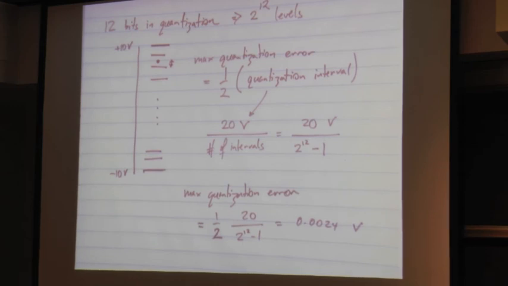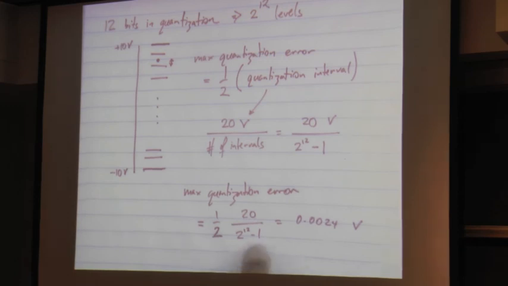Now, if you had left off that 1, you would probably get very close to the same answer. So it wouldn't have been a catastrophic mistake because we have so many levels. That 2 to the 12 is approximately equal to 2 to the 12 minus 1. But if you say you only had 8 levels, then you have 7 intervals, and 8 and 7 are kind of different. They're like 12% different, right?